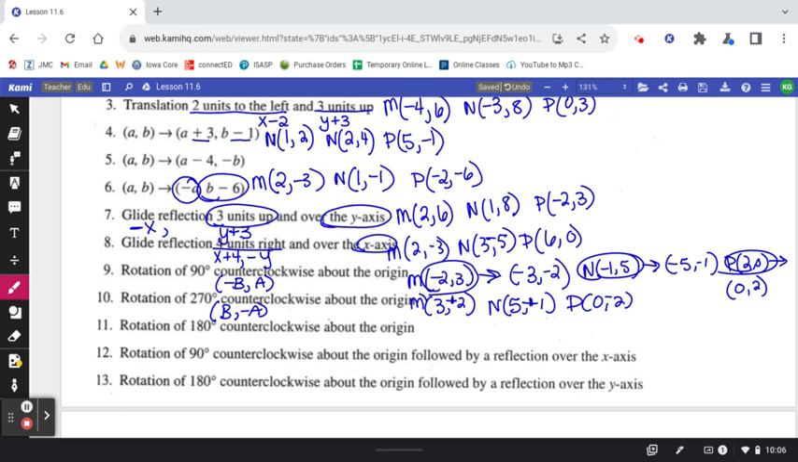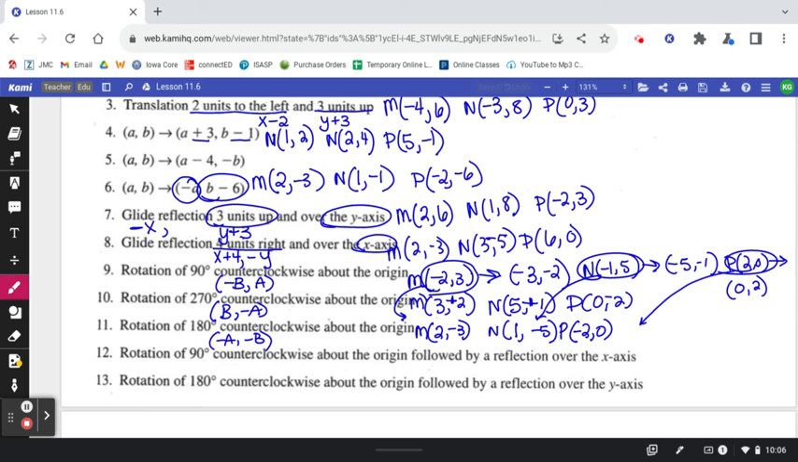For 180 degrees, all I do is just change the signs on both of the terms. So again, here's my original M. So my new one, just change both signs, +2, -3. For N, change both signs, +1, -5. And for P, change both signs, -2. And again, I can't change on the 0, so I'm just going to leave it as 0.